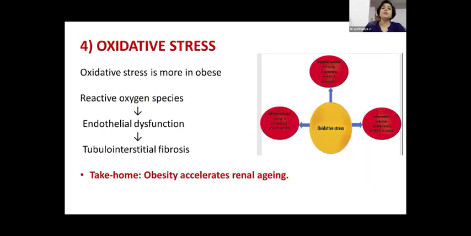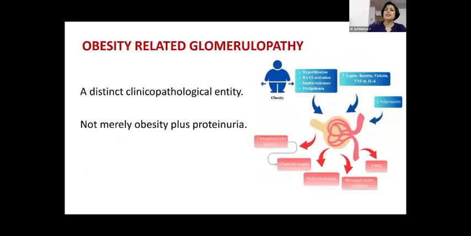Now, the fourth mechanism is oxidative stress. So there is increased oxidative stress and reactive oxygen species generation in obesity. There is endothelial dysfunction and tubulointerstitial fibrosis. So the whole take-home message is obesity accelerates renal aging. Now coming to obesity-related glomerulopathy. It is not merely obesity plus proteinuria. It is a distinct clinico-pathological entity.